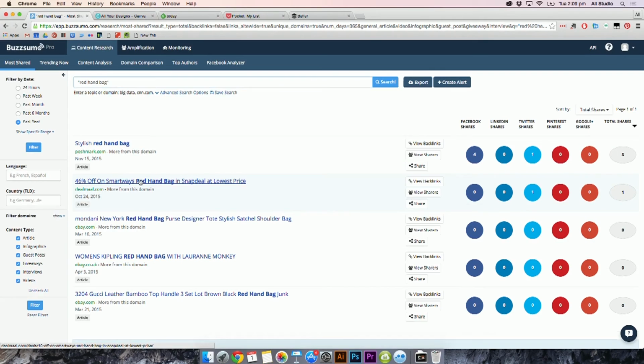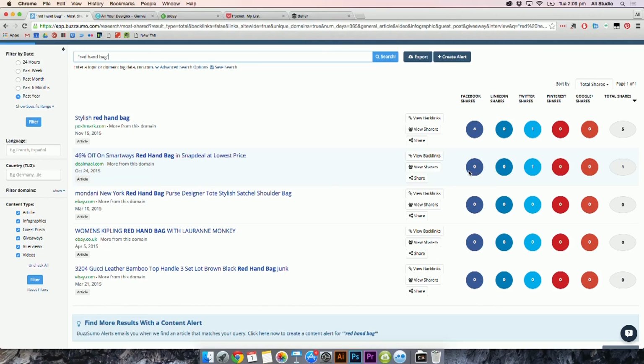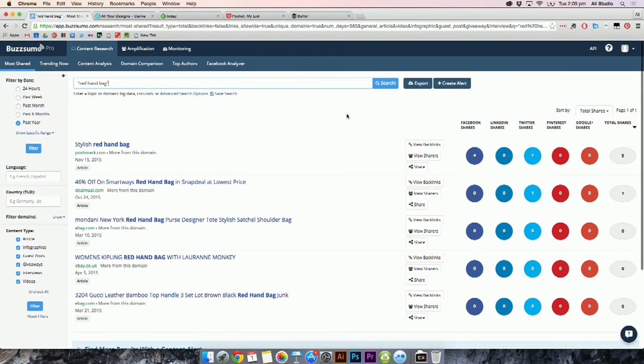So what I'm looking at here is to see if the topic of red handbag is being shared at all. This tool is basically telling me which articles out there are being shared the most on social media. You can see on the right-hand side, it's telling me how many Facebook shares, LinkedIn shares, Twitter shares, etc. There's not a lot of shares with the red handbag.